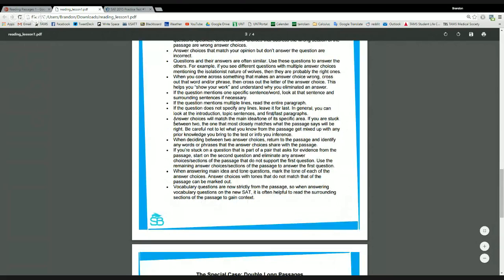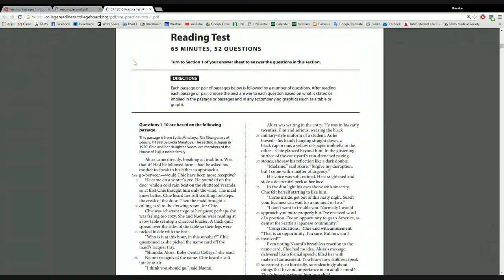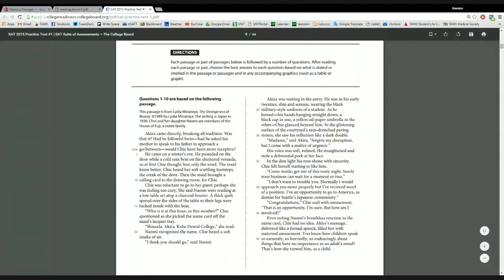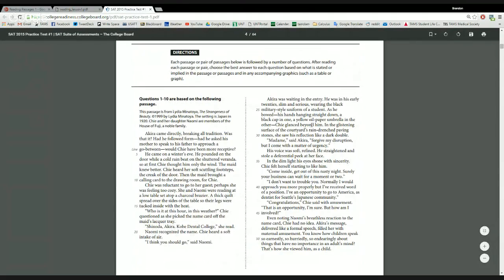Answer choices will match the main idea and tone of the specific area. If you're stuck between two, the one that most clearly matches what the passage says will be right. Be careful not to let what you know from the passage get mixed up with any prior knowledge you bring to the test or info you infer. So make sure after reading the passage, you should generally get an idea of what the tone is, and that tone should be able to match the answer choice.